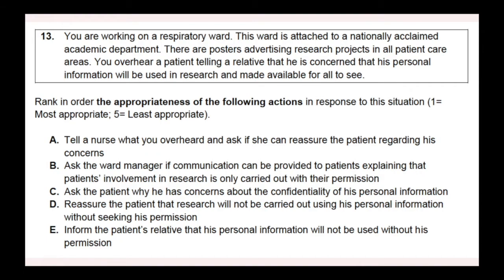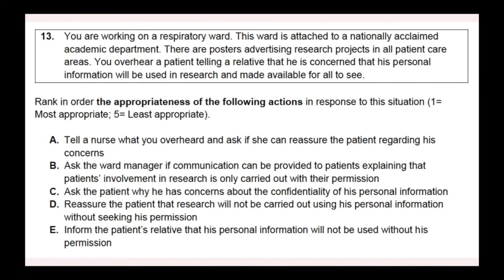So, our question for this rule is, you're working on a respiratory ward. This ward is attached to a nationally acclaimed academic department. There are posters advertising research projects in all patient care areas. You overhear a patient telling a relative that he is concerned that his personal information will be used in research and made available for all to see. Rank in order the appropriateness of the following actions.